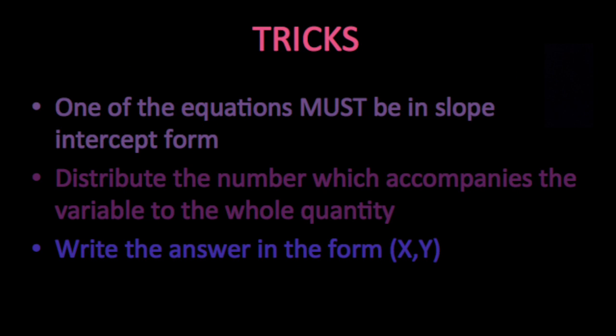Okay, dear, listen here. You must remember that one of the equations must be in slope-intercept form before attempting to solve for a variable. Additionally, keep in mind that when you substitute in a quantity for a variable x or y, you must distribute the number which is accompanying the variable to the whole quantity. Lastly, write your answer to the systems of linear equations in the form (x, y).